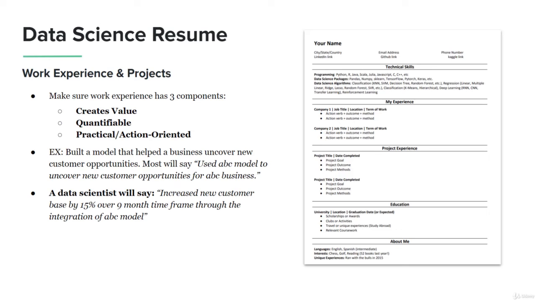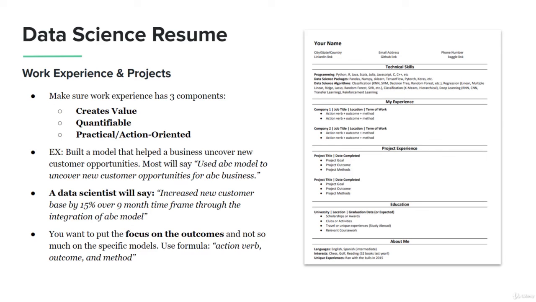So you really want to make sure that you're including these three. And so a data scientist would say something like this: increased new customer base by 15% over a 9-month time frame through the integration of ABC model. So notice the difference there, right? You increased, you did XYZ, and you helped increase the business, the customer base, whatever that may be, right? By XYZ percent over XYZ time frame, and used XYZ model, right? So very important there to make sure that you're creating value, you list it out in a manner that creates value, that's quantifiable, and that's practical and action oriented, right?